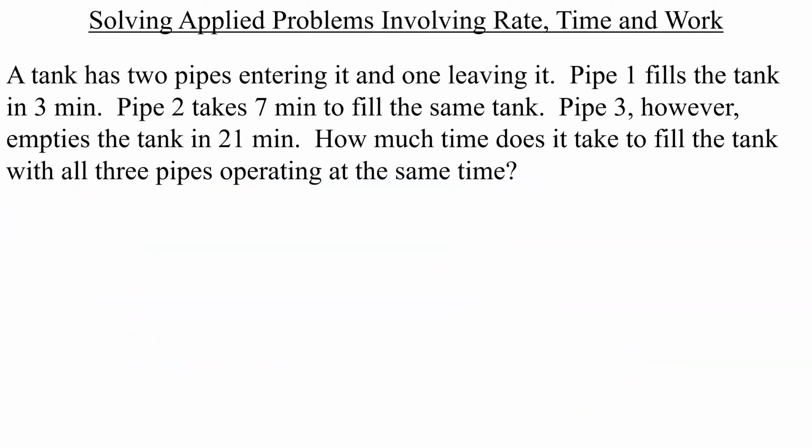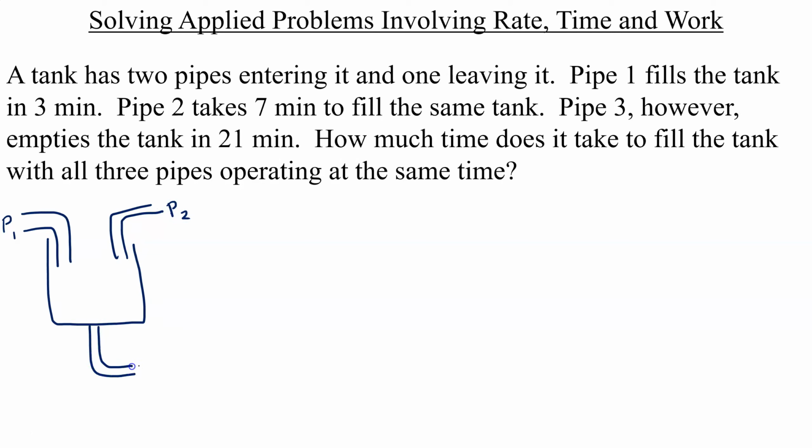One final example. Again, we have a tank. And we have 2 pipes entering it. So let's say this is pipe 1. This is pipe 2. Here's our 2 pipes entering. And we have 1 leaving it. So we'll say that's pipe 3. Pipe 1 fills the tank in 3 minutes. Pipe 2 takes 7 minutes. But pipe 3 empties the tank in 21 minutes. So we want to know how much time does it take to fill up the tank.